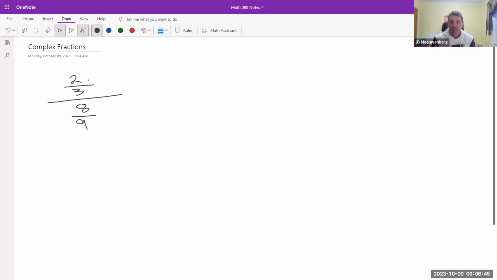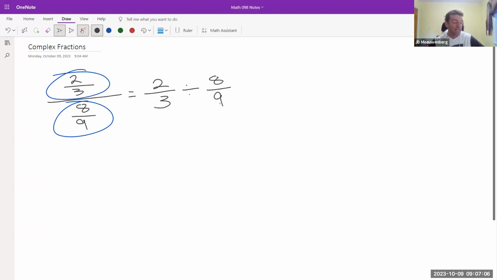And there are a couple different ways we can approach these, but what it really means is it's this top fraction divided by this bottom fraction. And usually the way people find most useful is to just rewrite it as the top fraction 2/3 divided by the bottom fraction 8/9, and then just proceed from there. In this case, we would, of course, change it to 2/3 times the reciprocal of 8/9, which is 9/8. We would multiply, we would look for things that cancel, and we would go from there.